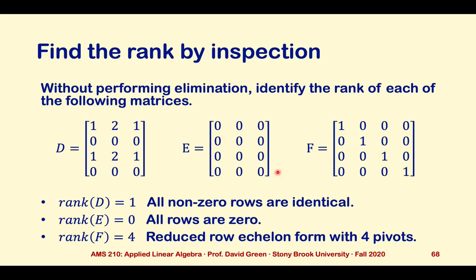Matrix E is the 0 matrix. All rows are 0. There are no pivots. If there are no pivots, the rank is 0. This is a special case. The only matrix that has rank 0 is the 0 matrix. Finally, F is an identity matrix, 4 by 4 identity matrix. That means it's already in reduced row echelon form. We simply count the pivots, 1, 2, 3, 4, and we have a rank of 4.